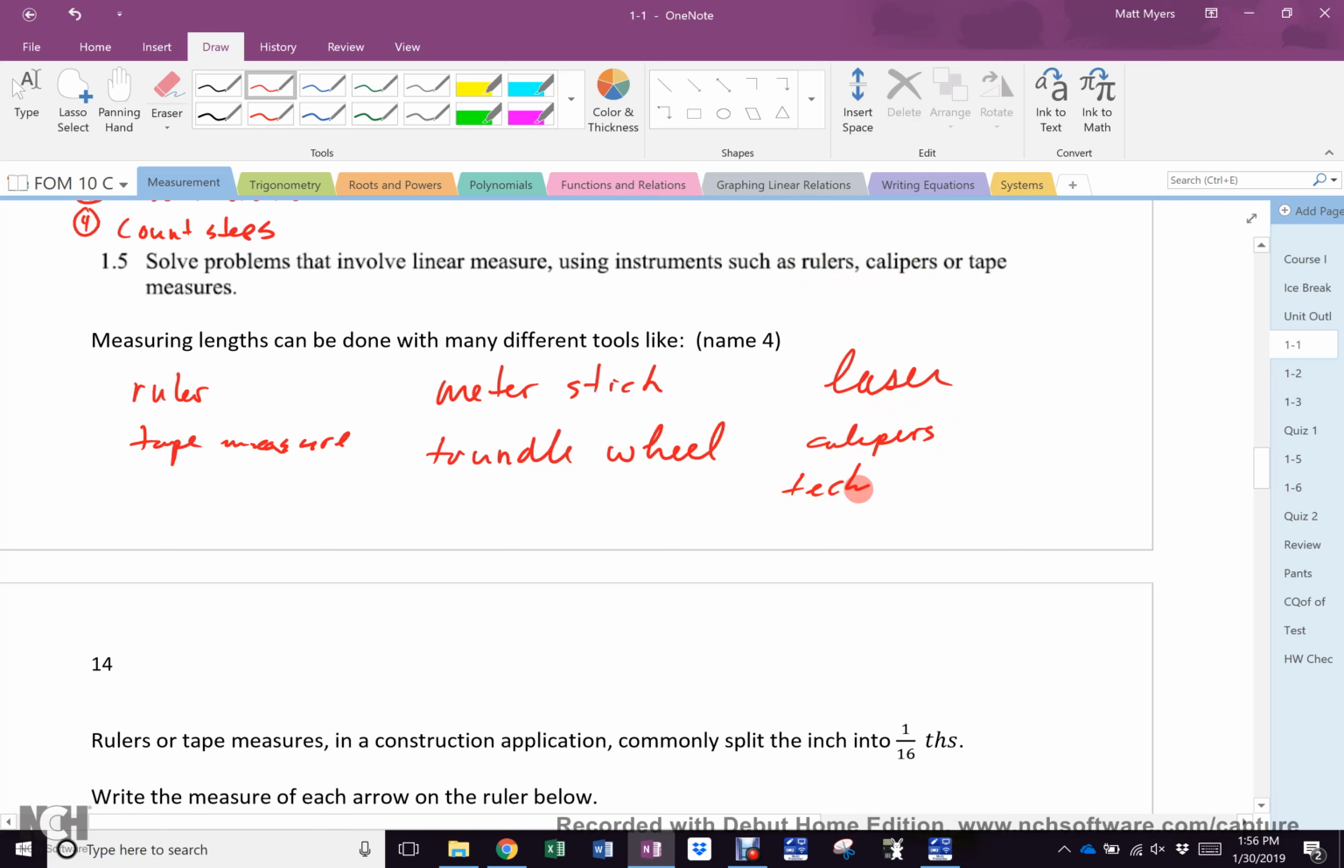Yep. Technology, like a Fitbit. You can also measure the speed of sound and then do something. Yeah, actually, that, Malik, is sonar. That's how sonar works, using the speed of sound. Oh, you guys, so smart. You could use the speed of light. Tough to do for short distances, but you can use that.